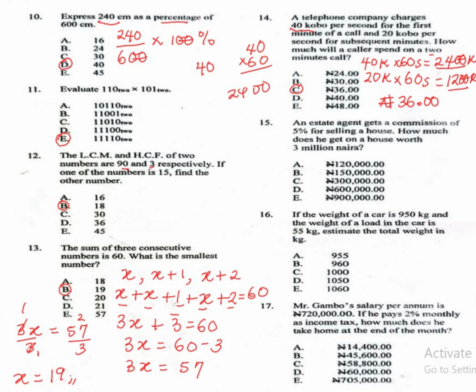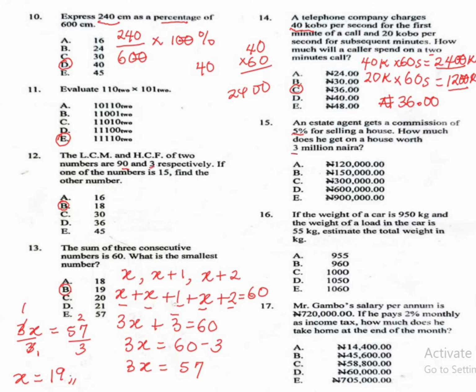Let's look at question 15. Question 15 says, an estate agent gets a commission of 5% for selling a house. How much does he get on a house worth 3 million naira? A. 120,000 naira. B. 150,000 naira. C. 300,000 naira. D. 600,000 naira. E. 900,000 naira. It was clearly stated in the question that this agent gets 5% for selling a house.